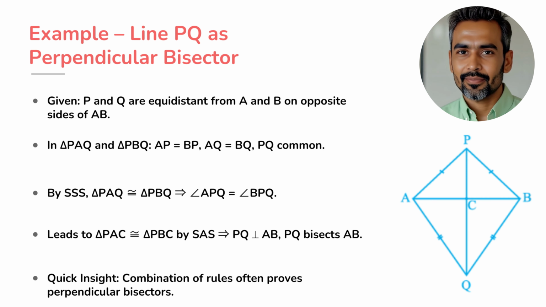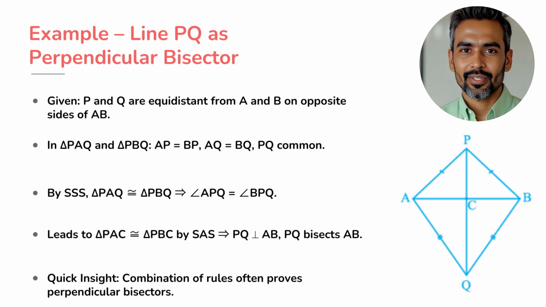Hello everyone. Let's explore how perpendicular bisectors can be proved using congruence rules. Imagine we have 2 points P and Q, which are equidistant from A and B but on opposite sides of line AB. That means P and Q are kind of like mirror points with respect to AB. Now, look at the two triangles PAQ and PBQ. Here, side AP equals side BP, side AQ equals side BQ, and side PQ is common to both triangles. So, by the side-side-side criterion, the two triangles PAQ and PBQ are congruent.